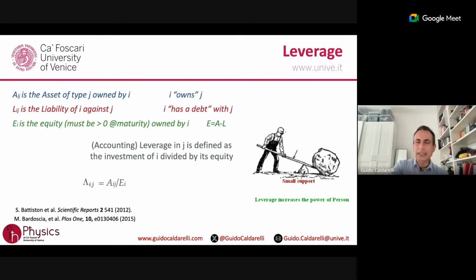Okay, so I need just another concept, the concept of leverage. You probably know what I'm talking about, but in this simple model, A are the assets, L are the liabilities, E are the equities. So A_ij is the asset of type j owned by i. L_ij is how much money i must give back to j. E_i is the difference of these two, that must be larger than zero. We define leverage as the ratio between assets and equities, and it is leverage in a physical sense. So you can do more things than your strength with the leverage, like the guy in the picture.